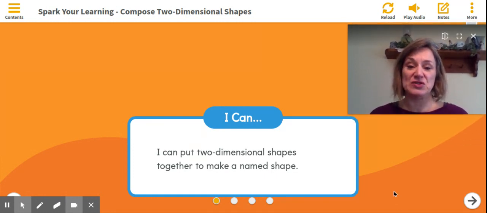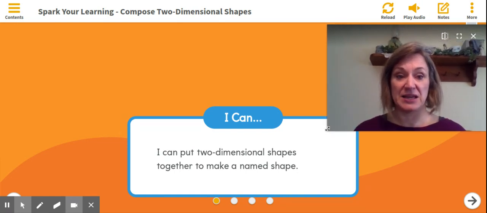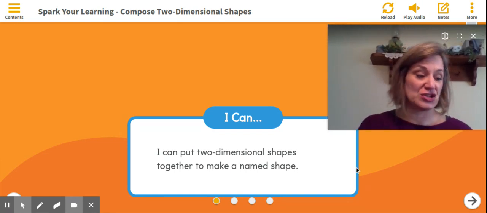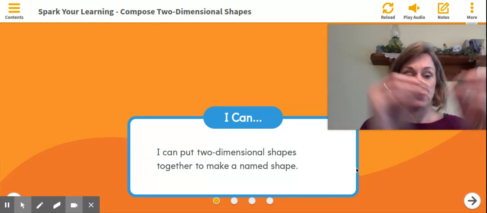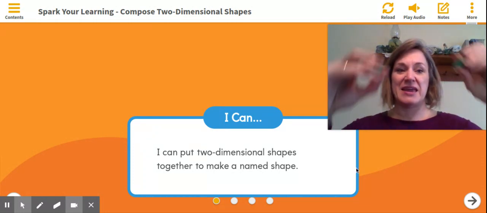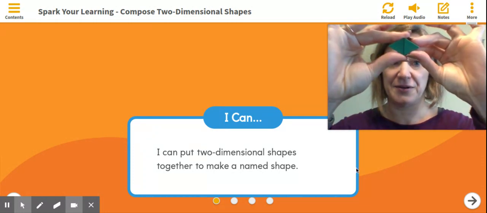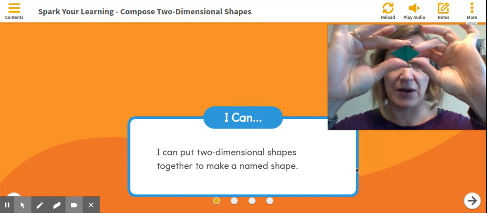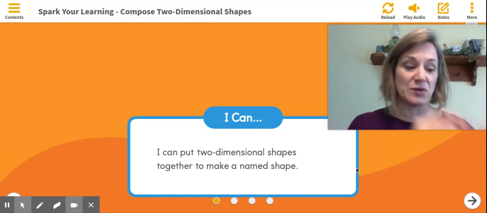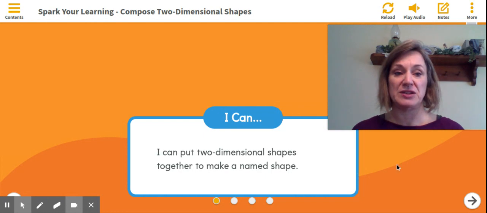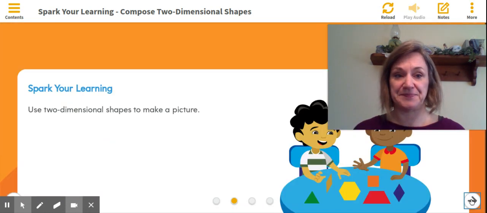I can put two-dimensional shapes together to make a named shape. So I'm going to show you exactly what that means. That means I can take a two-dimensional, which means a flat shape, like these triangles, whoops, and I can put them together to make a new shape. Now I have a rhombus. And so that's what we're talking about today. We're talking about putting two-dimensional shapes together to make a new shape.